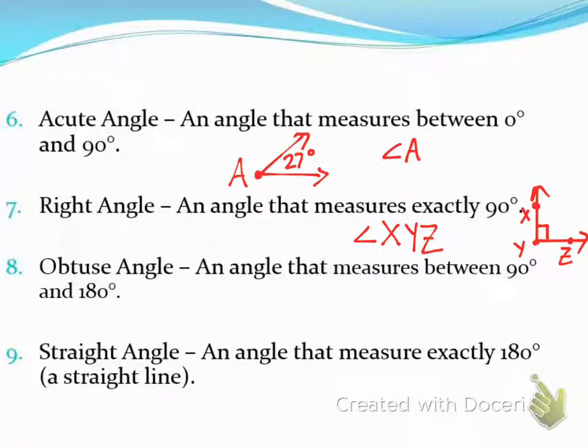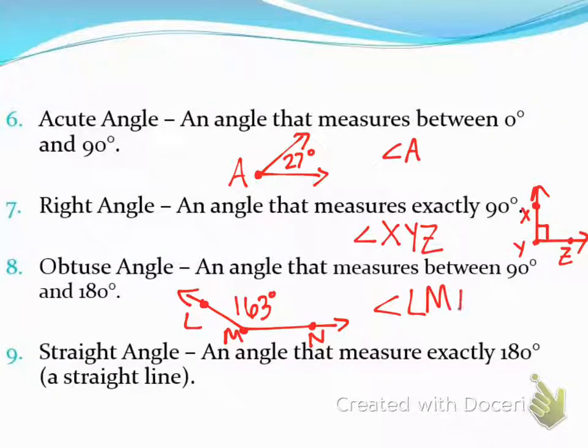An obtuse angle measures between 90 degrees and 180 degrees. So it could look something like this. Again, named just like any other angle would be named, and would have some degree measure that is between 90 and 180. So 163 would work. We'd call that angle LMN.